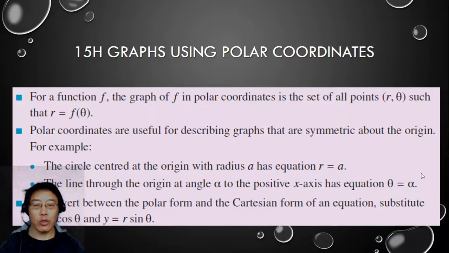You can do the same with a straight line. Now your radius is variable, but your angle is fixed to a value of alpha, and that describes a straight line. And if you need to do the conversion between the two, you need to remember those expressions or formulas.